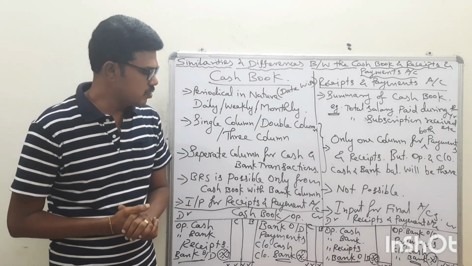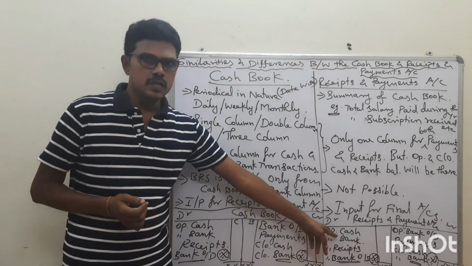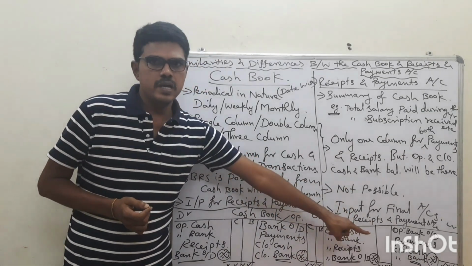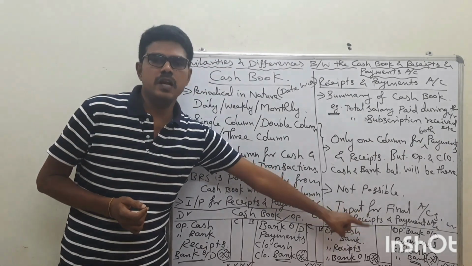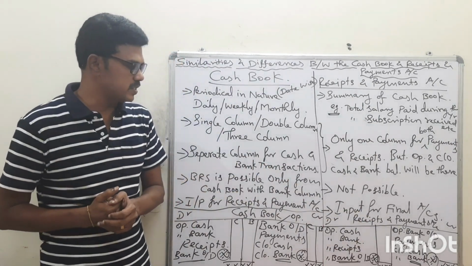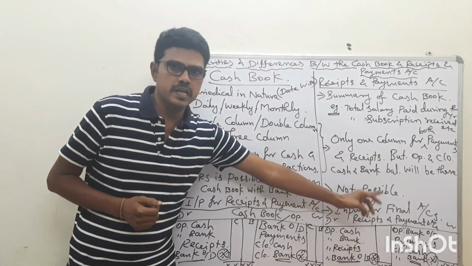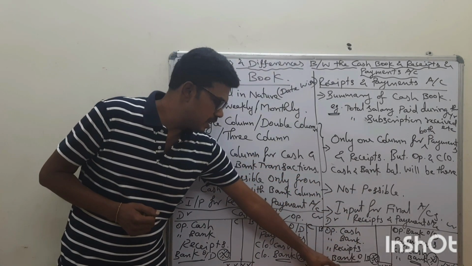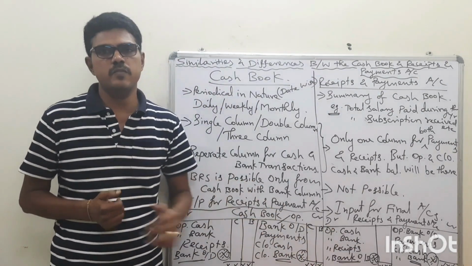At the end, we have to close this account. If the total of the debit side is more, then the balance must be called bank balance. It will appear in the credit side of the receipts and payments account. If the total is more in the credit side, then the balance will appear in the debit side and it is called bank overdraft. It is a liability.